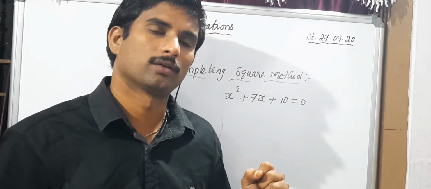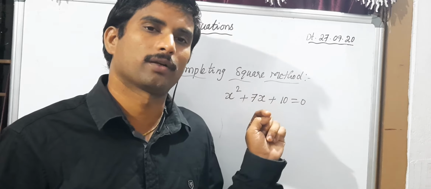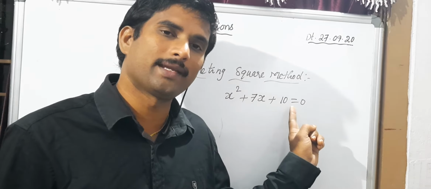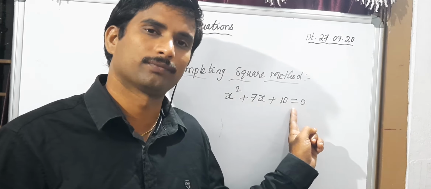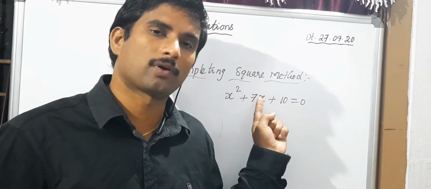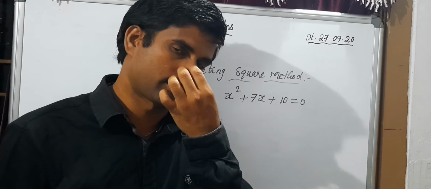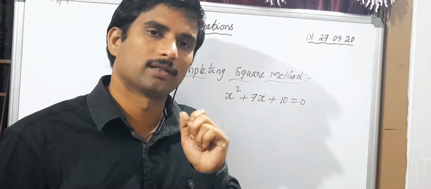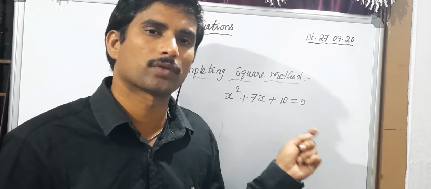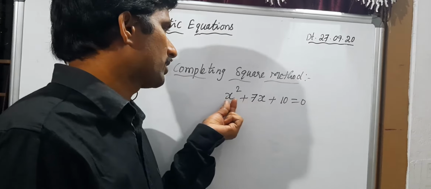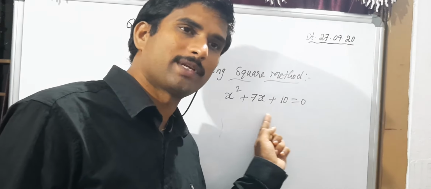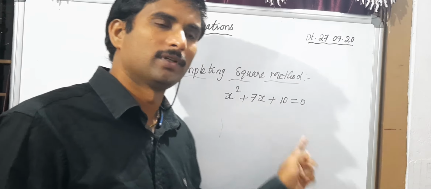The first one, we should observe the x square coefficient. If x square has any coefficient, we should divide the entire equation by the same coefficient value. That is the first step. And the second step is to transfer the constant from LHS to RHS. After that, we have to adjust the LHS into a complete square to find the roots of the equation. But in this equation, the x square coefficient is 1. So if you divide the entire equation by 1, we get the same equation. That is the first step.